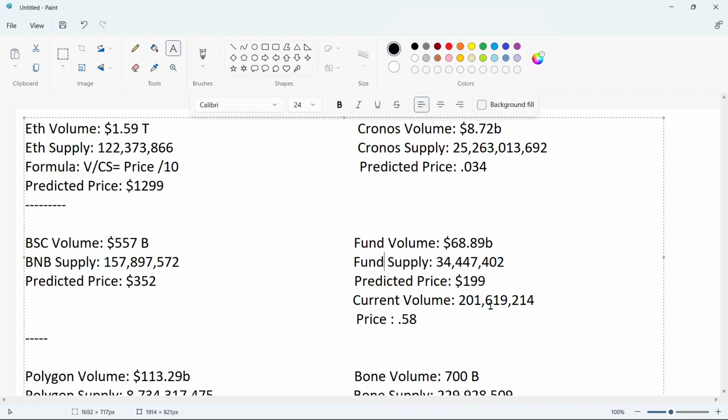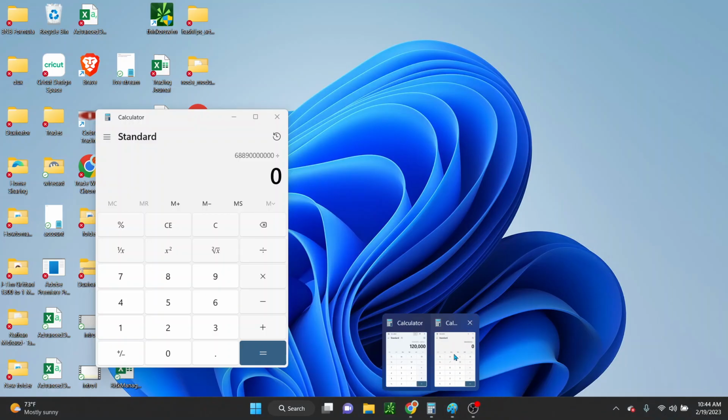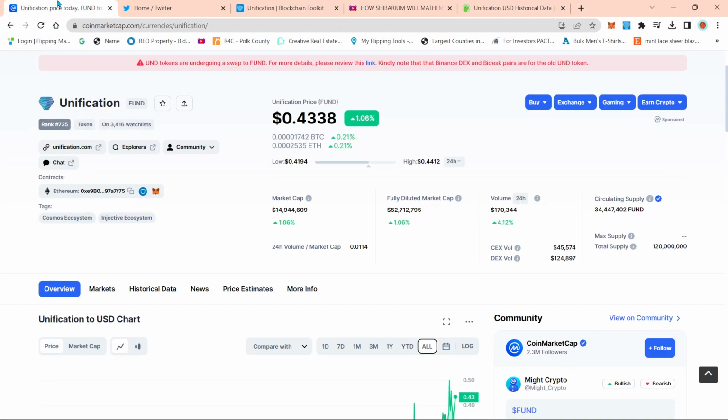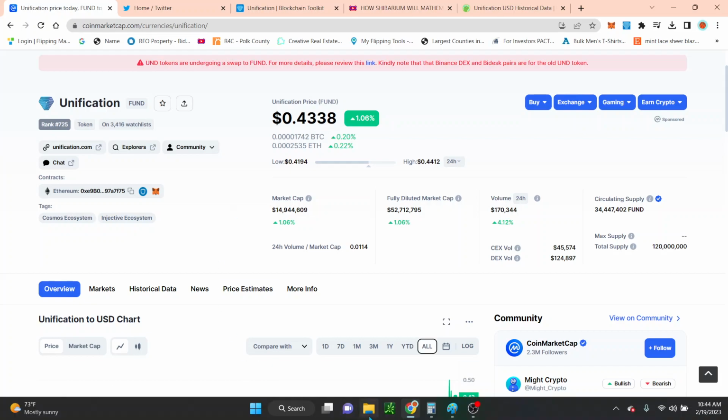So the formula is right here. It's cumulative volume divided by circulating supply equals the price divided by 10. So if we use this same formula, we're going to do that real quick. It's 201 million divided by 34 million. That equals the price divided by 10, and that gives us Fund right around 58 cents. Again, like I mentioned, it's not exact science. It just gives you a right-about figure at the price where Fund is at, which is 43 cents. Not too far away, based upon just this simple formula.